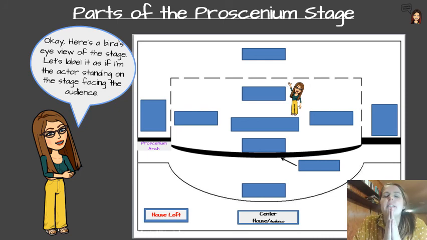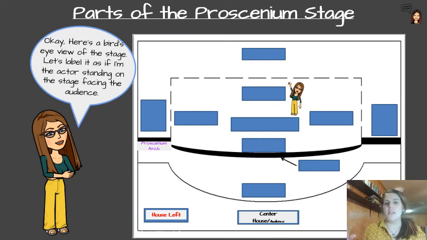If they tell you to go to the left, you're going to go house left, right? Because from your perspective as an audience member, that is your left. So therefore it would make sense that that is called house left. And then of course, if they told you to go to the right, you would go house right. Okay, so we're good so far.